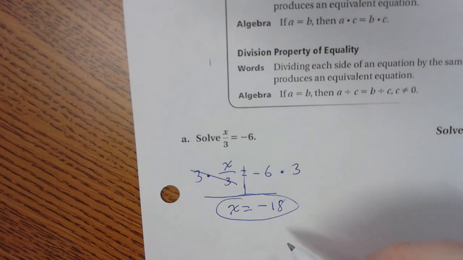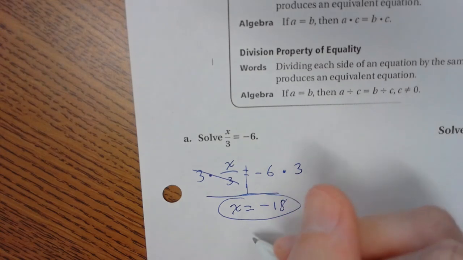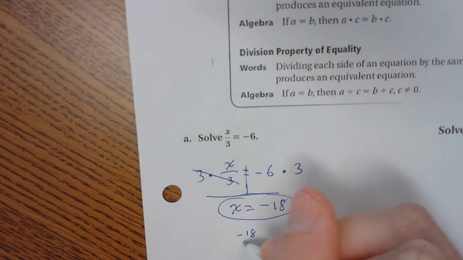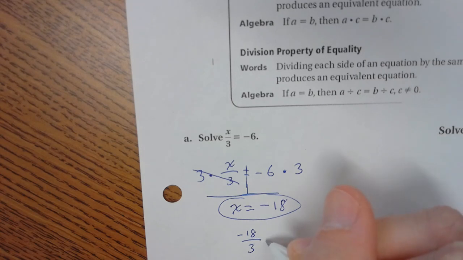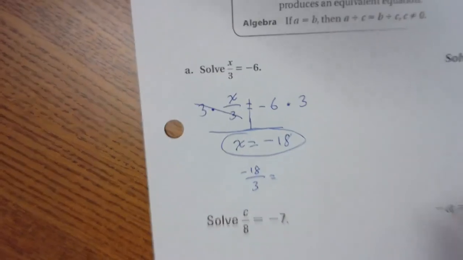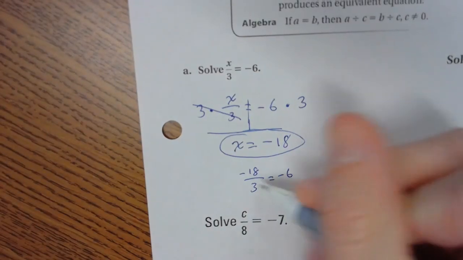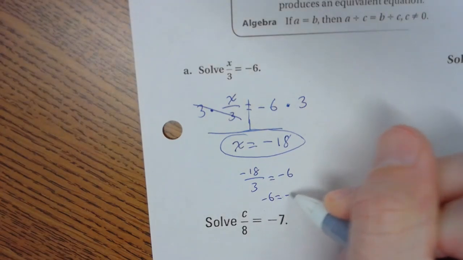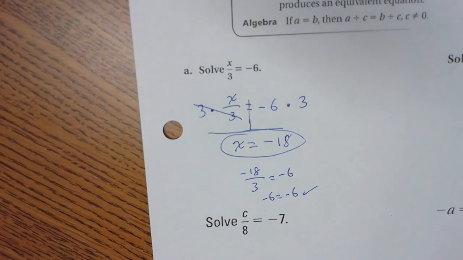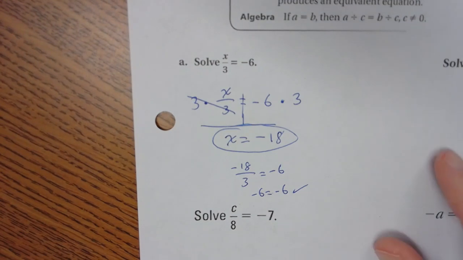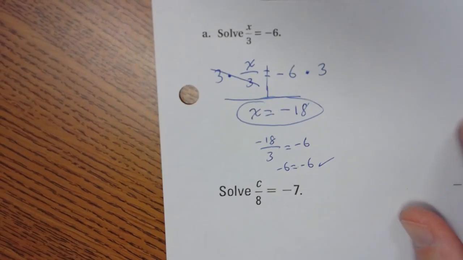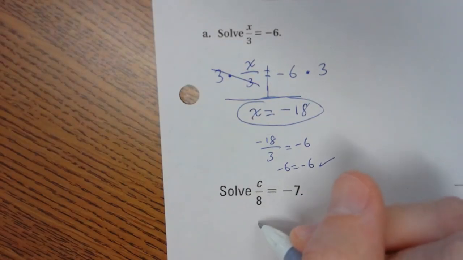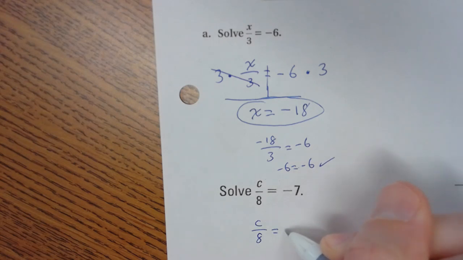Once again, if I wanted to go back and check this, I could put negative 18 in for x. Negative 18 divided by 3 gives me negative 6. Negative 6 equals negative 6. You know you're correct. Okay, let's look at another one down below. c over 8 equals negative 7.